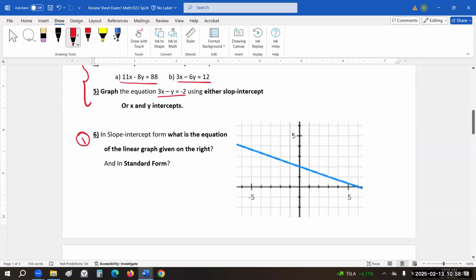Equation of the line in standard form and in slope intercept form. Either both or only one. Okay, I'm not sure.